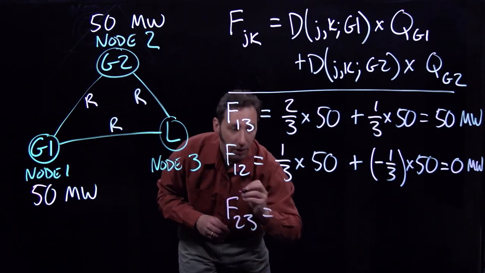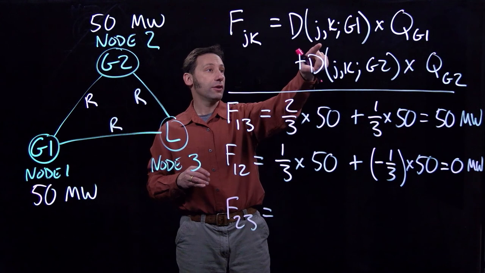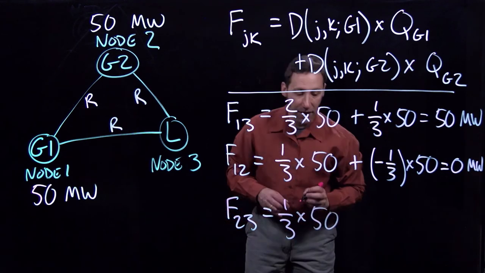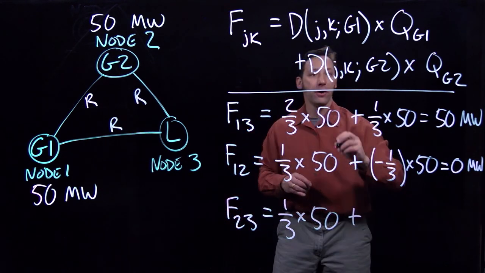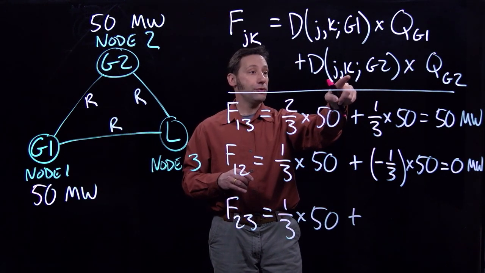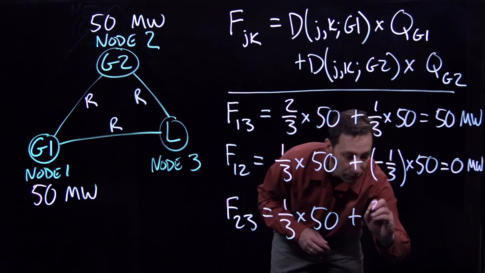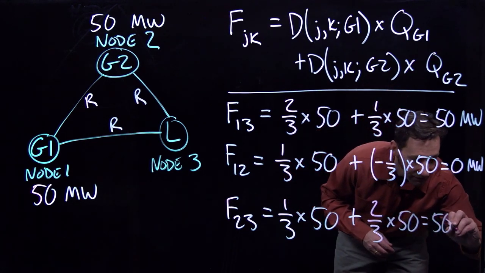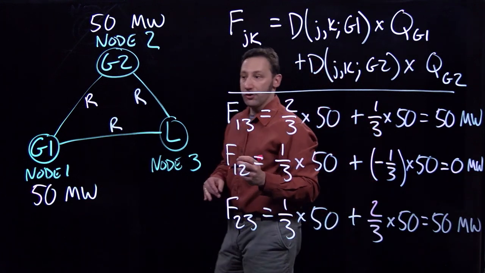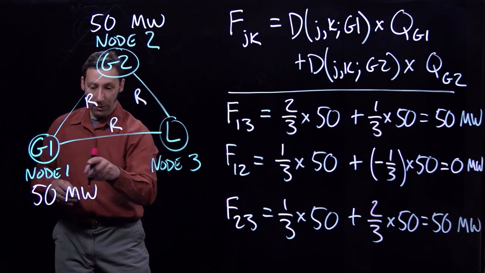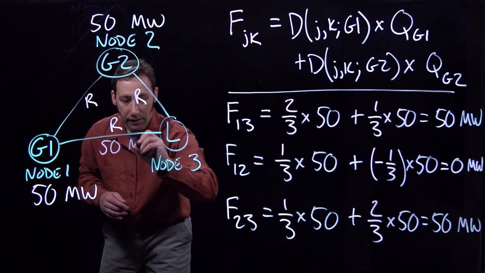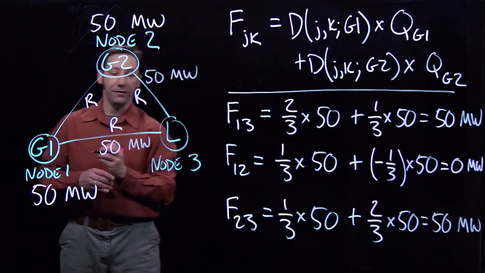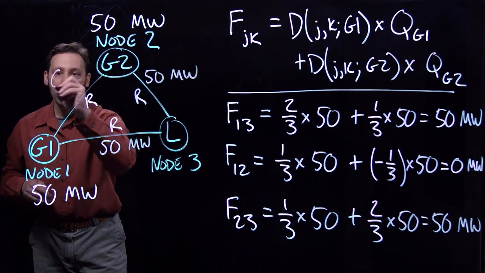And finally, on line 2, 3, we're going to have the distribution factor on line 2, 3 from G1, which was 1/3, times 50, the output from G1, plus the distribution factor on line 2, 3 from G2, which we said was 2/3, times 50. And so that's going to give us 50 megawatts. So in sum, we find that flow from node 1 to node 3 is 50 megawatts. Flow from node 2 to node 3 is 50 megawatts, and flow from node 1 to node 2 is 0 megawatts.